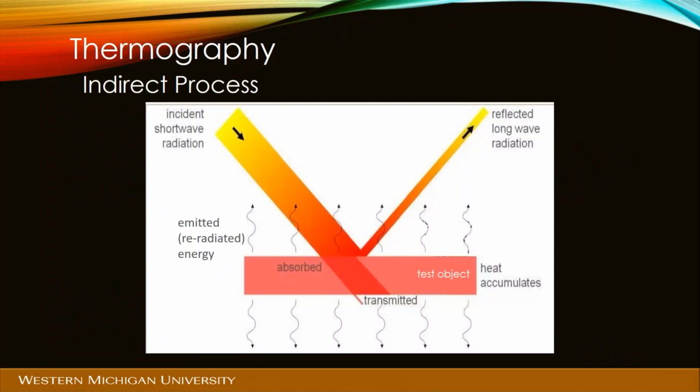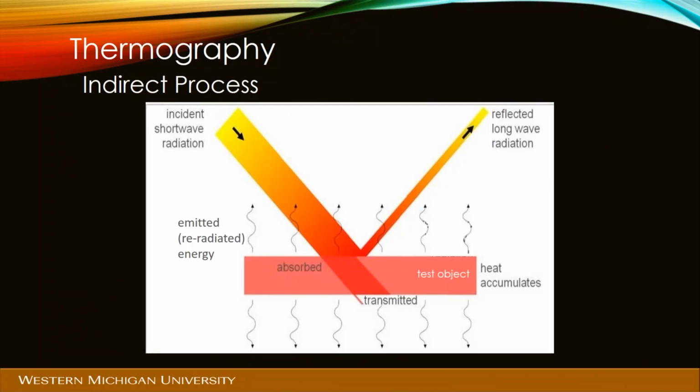So that's where the term indirect comes from. Here we can see the breakdown of what happens when infrared energy hits a part. Coming in from the top left, there's incident shortwave radiation, infrared energy. It hits our part, and a certain amount of it is absorbed and a certain amount is reflected.